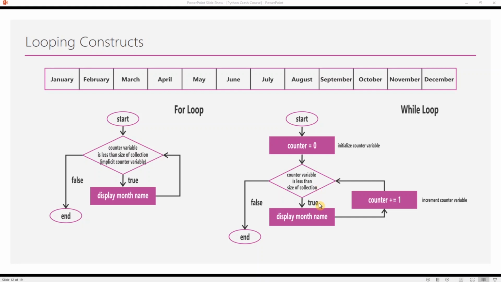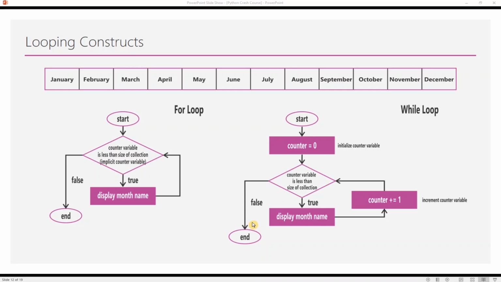If it happens to be true, we look up a month from the tuple by making use of the counter variable that represents the current index position and display the month that is stored at that index position on the screen. Then each time through the loop, we increment the counter variable before evaluating the condition for the next iteration. So when we reach the very end of the tuple, only then the condition evaluates to false, and in that case the program control jumps to the next statement following the while loop.